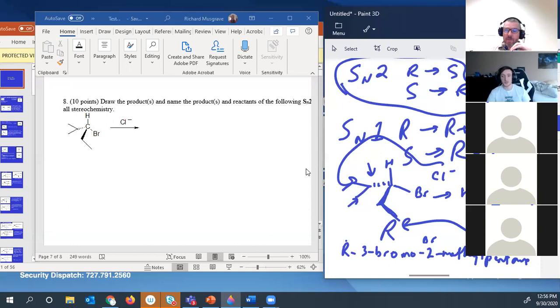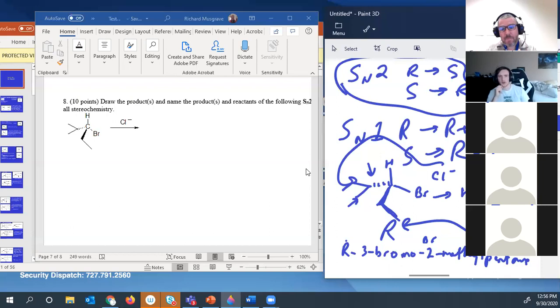That makes so much more sense. Okay, but if you know that that is R, then the product would have to be S, and you'd still have to draw the product. That's all right. And it couldn't be just a direct replacement of the Br with the Cl, because it would still be R.